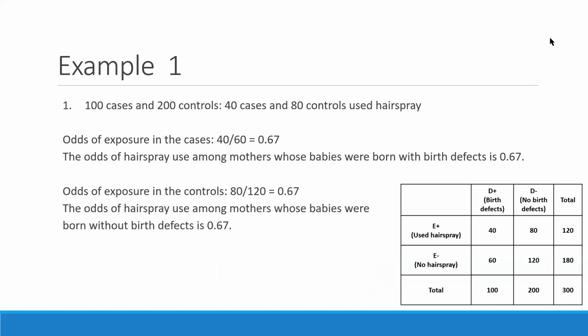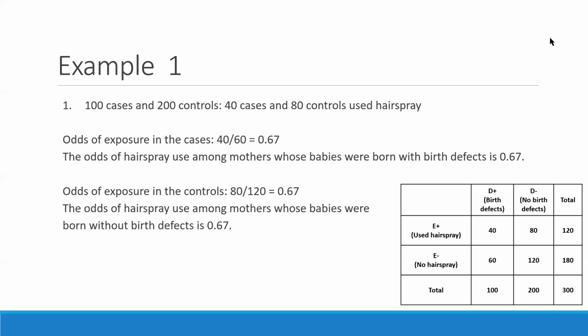Okay. So this is the example here. So now we have our study, we have 100 cases and 200 controls, right? And you can see the 2x2 table. This is a very good way of presenting your data. You have the exposure on the side, used hairspray or did not use hairspray, and then the outcome at the top, had a birth defect, didn't have a birth defect. So this creates 4 categories, right? Exposed with the outcome, exposed without the outcome, not exposed with the outcome, not exposed without the outcome. And you put the numbers and you can do the math.